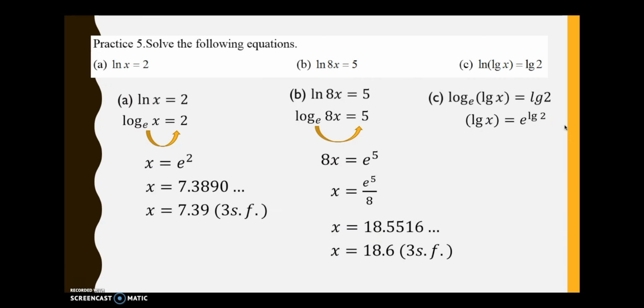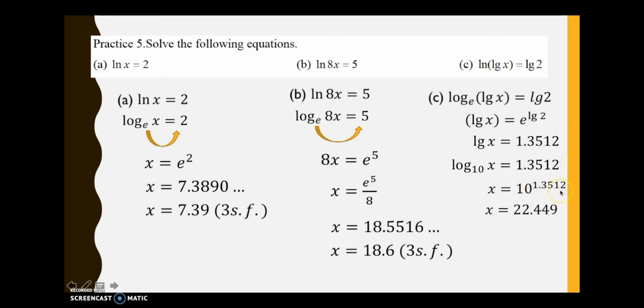Alright, after keying this into your calculator, we change the common logarithm. You will get 1.3512, approximately there. We will truncate it up to 5 significant figures. After this, we will change this lg to the common logarithm. Please do not be mistaken to divide this over. This is logarithm. You cannot divide this. So we will change this to the common logarithm, logarithm of base 10, and similarly, we will bring the 10 over to get 10 to the power of 1.3512, and this will give us approximately 22.449, which is x, which gives us 22.5 to 3 significant figures.